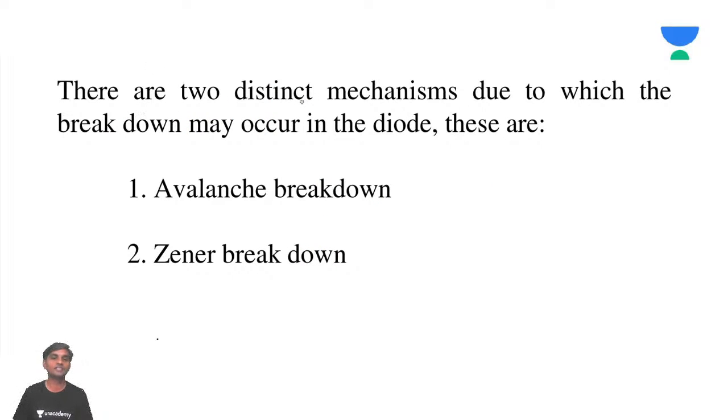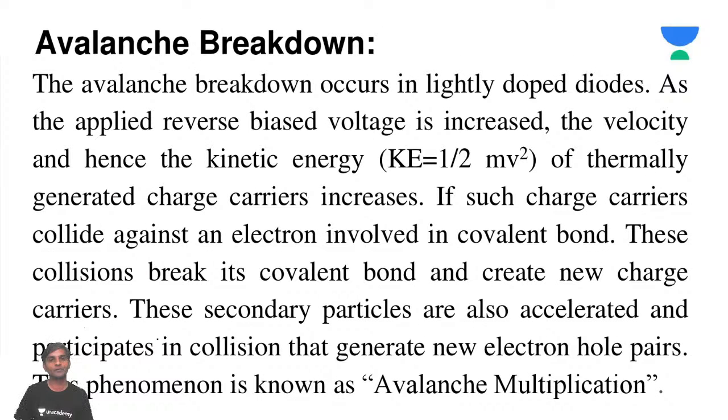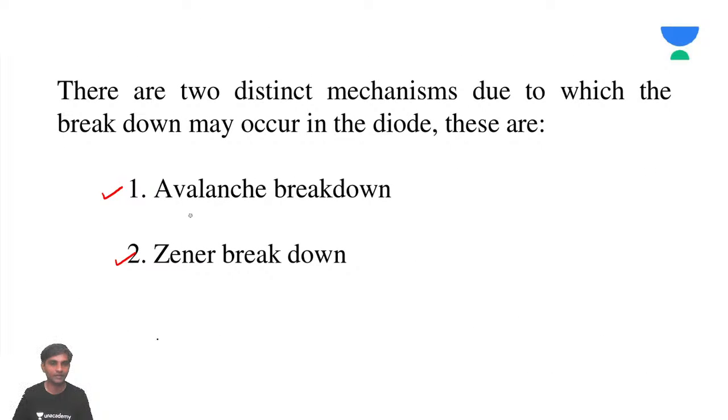There are two distinct mechanisms due to which the breakdown may occur in the diode. They are called avalanche breakdown and Zener breakdown. Before we discuss avalanche breakdown, what do you mean by avalanche?